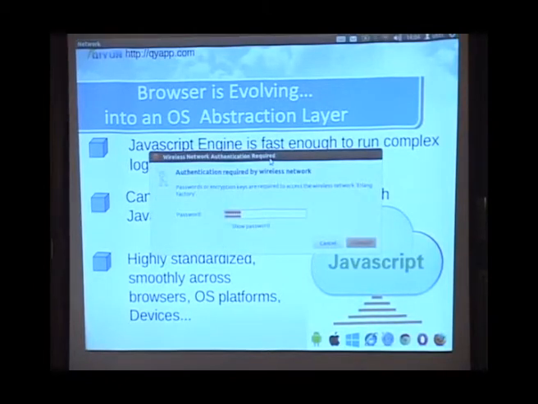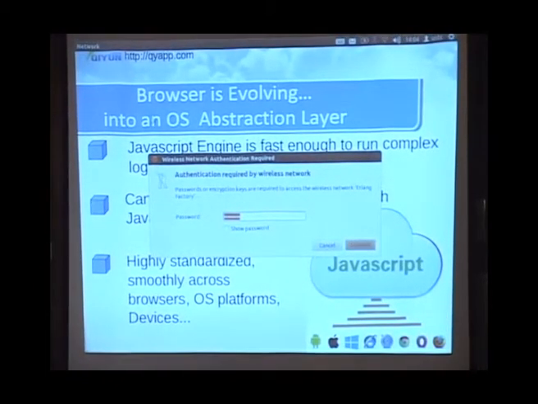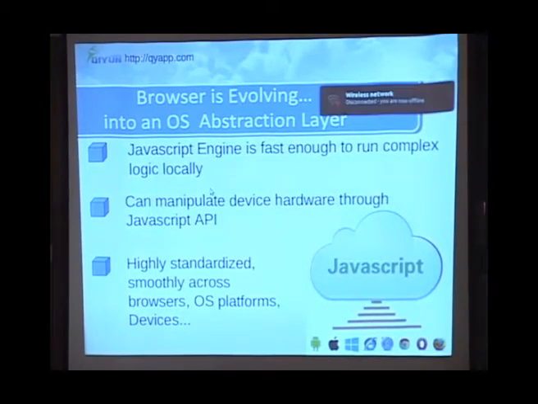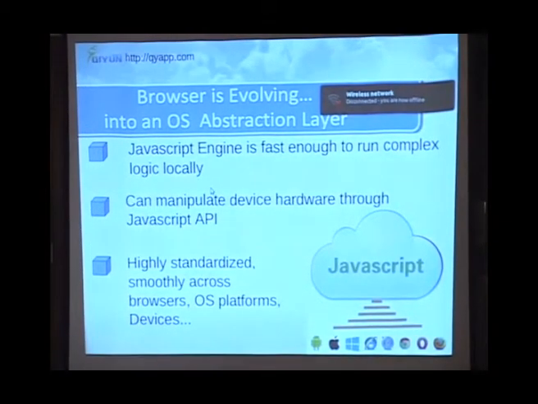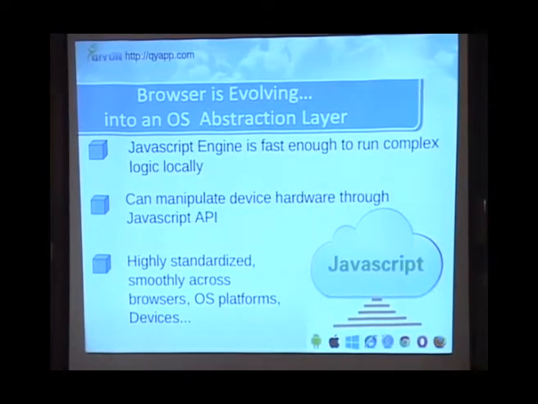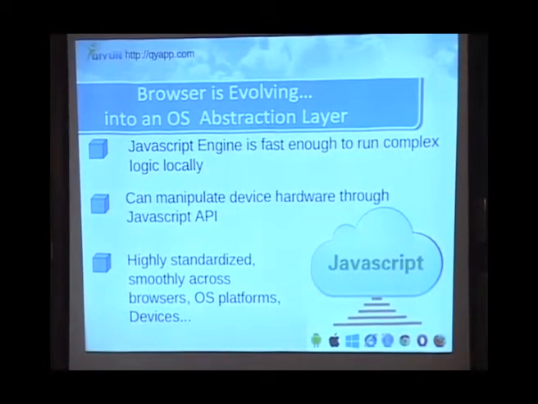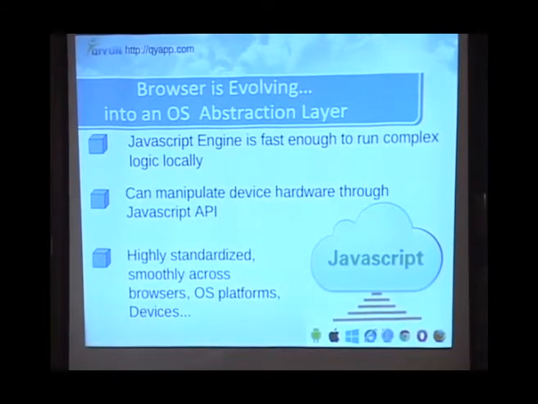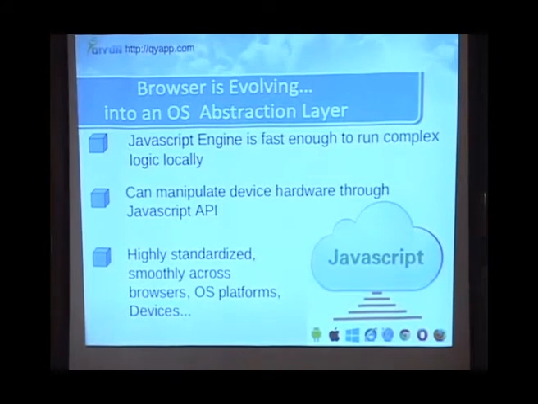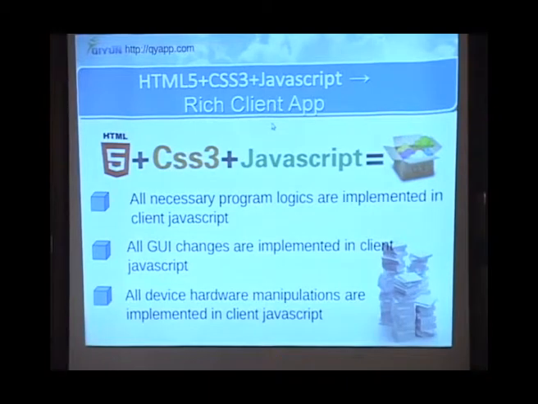so why do we think that the abstraction layer is important? Because now we can see that first, the JavaScript engine is fast enough, so you can run complex logic locally. And we can also manipulate the device hardware through the JavaScript API. All those things are highly standardized, so it runs smoothly across browsers, OS platforms, and devices. Just like you develop once, then it runs anywhere. So that's our way of looking at how we should build a web app.